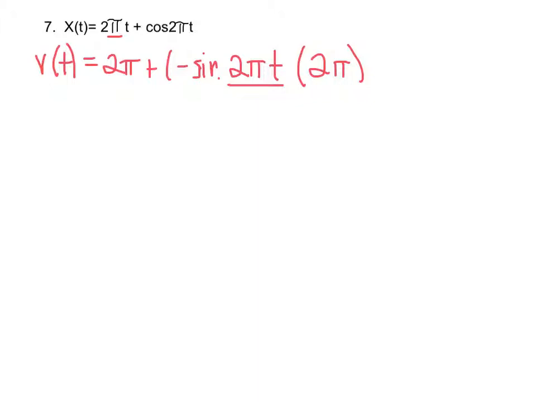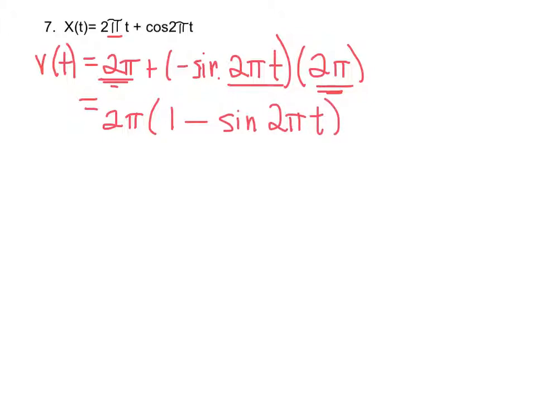Okay? All right, now let's make that look a little prettier. So that would be, well, actually, I do see that they both have a 2 pi, so I'm actually going to take that value out, 2 pi, and then I'd be left with 1 minus the sine of 2 pi t, and that would be my velocity equation right here.